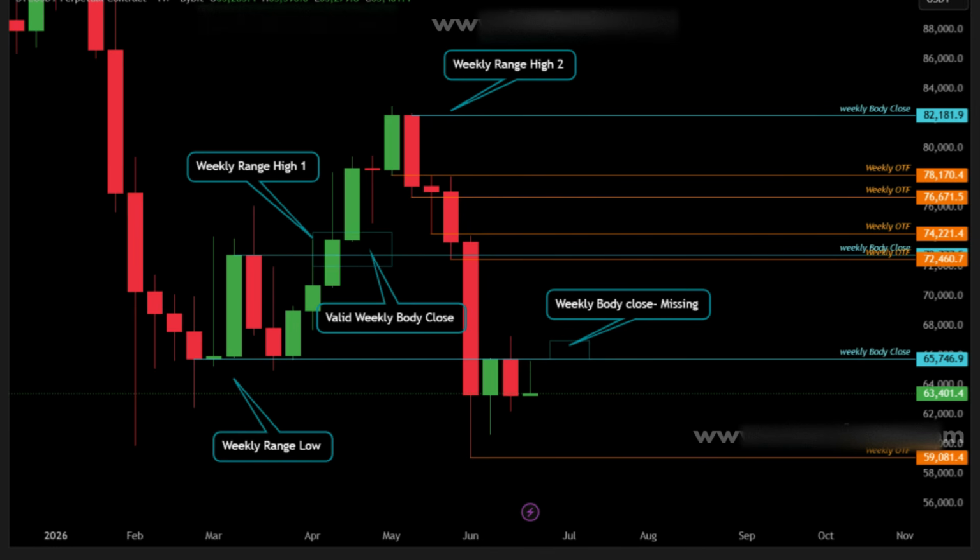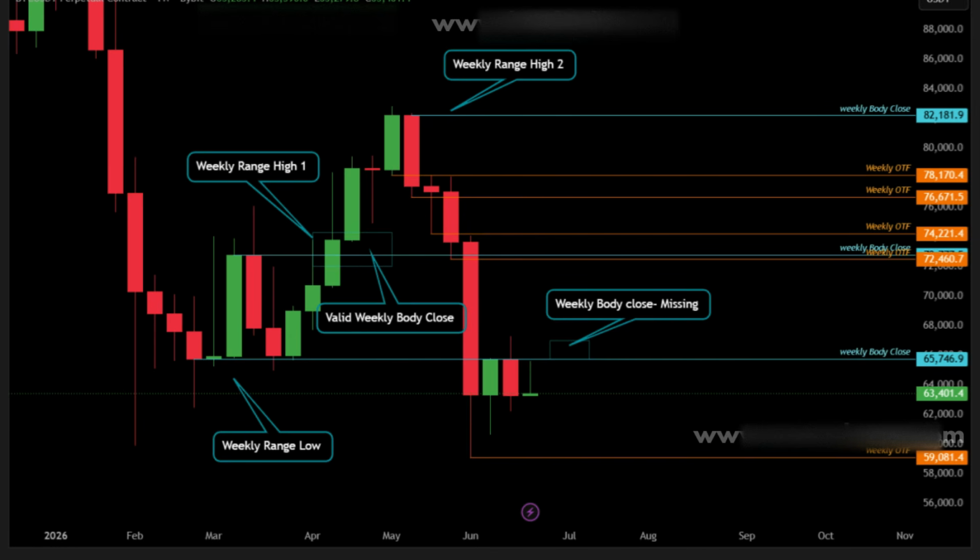And if you see there is a valid weekly body close return, this represents that the weekly candle has closed above weekly range high 1. On the left you can clearly see the body of the weekly candle has closed in green. That is the point when you take a long; you cannot take a long at weekly range low.